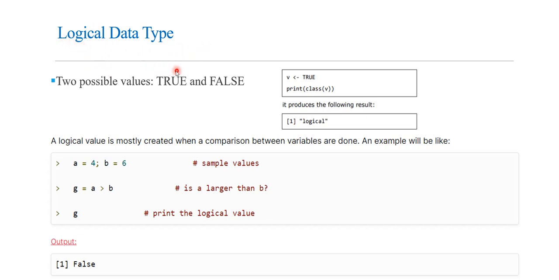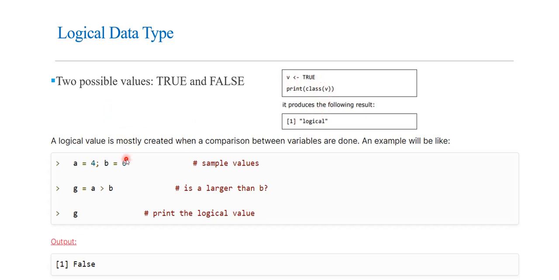Moving on to the next data type, which is the logical data type. Logical means it will have only two values, either true or false. It's nothing but Boolean. You might have learned about the Boolean data type. So logical and Boolean are similar. It will have only two possible values, either true or false. Whenever you save a value true or false to a variable, the class of the data type of that variable will be logical.